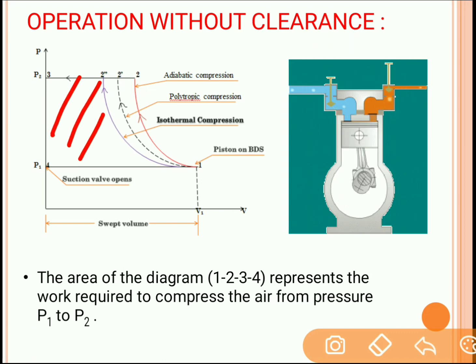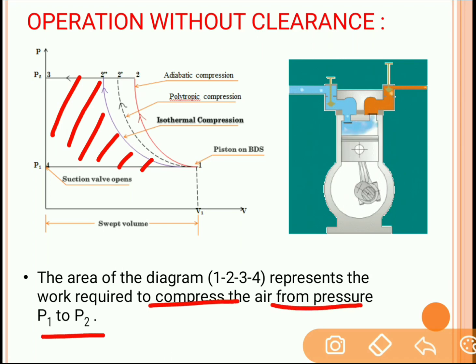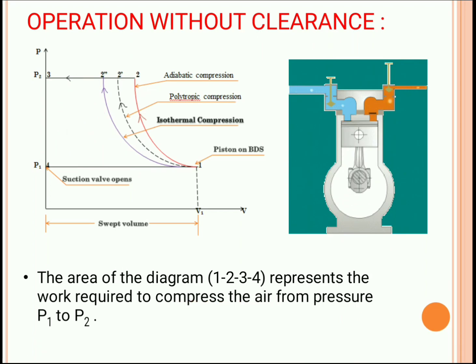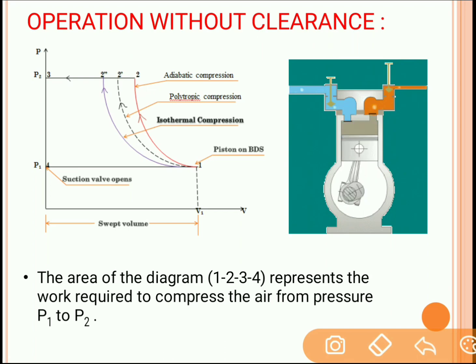then this will be the area under the diagram. This area under the diagram represents the work required to compress the air from pressure P1 to pressure P2. This work will be supplied to the crank. Now, as the compressor is a power consuming device, we need to check that it will consume least amount of work, because we are giving power to the compressor to run it.